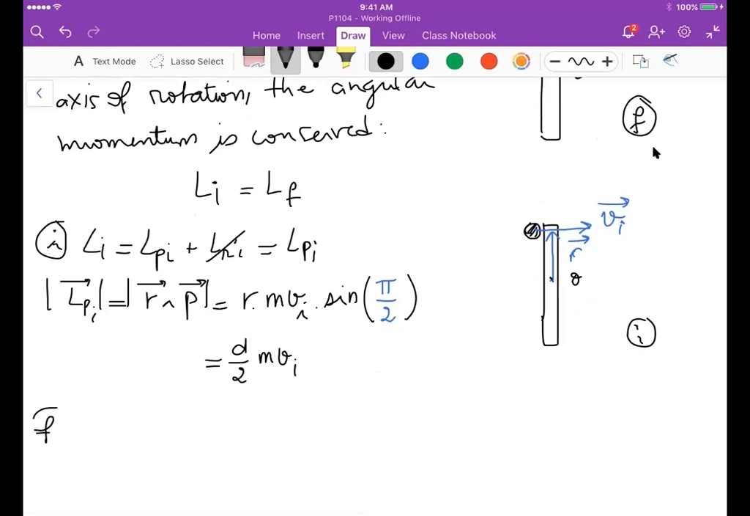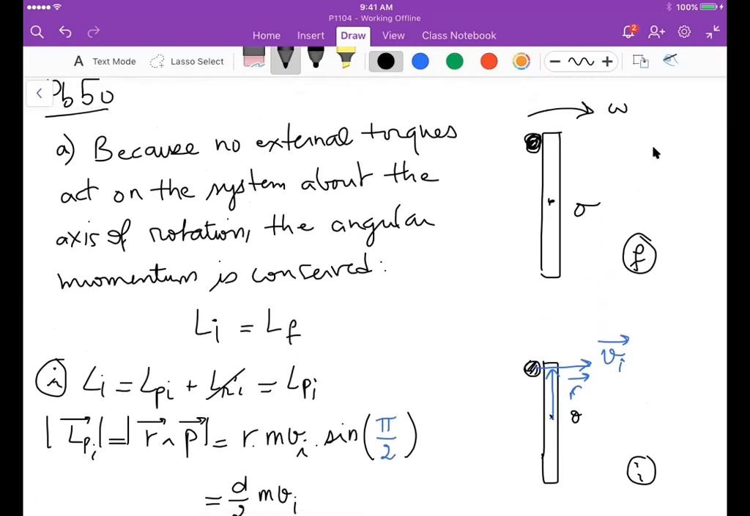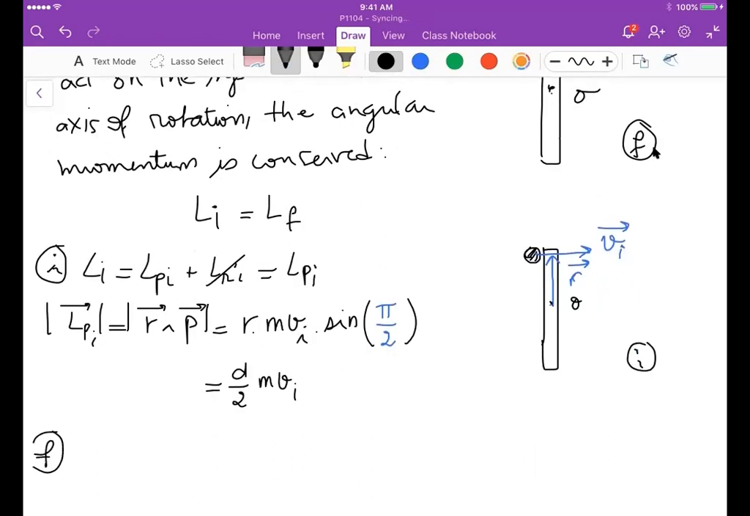Now what concerns L final, what do we have? In L final we have a system of particles: basically a rigid body and with it a particle. They are both rotating about the axis passing through O with an angular speed omega. And so if we have a rotating rigid body, then we know that the angular momentum is given by I multiplied by omega. Okay, now omega is the unknown that we are looking for, but how much is I? I is given by I of the road plus I of the projectile, multiplied by omega.